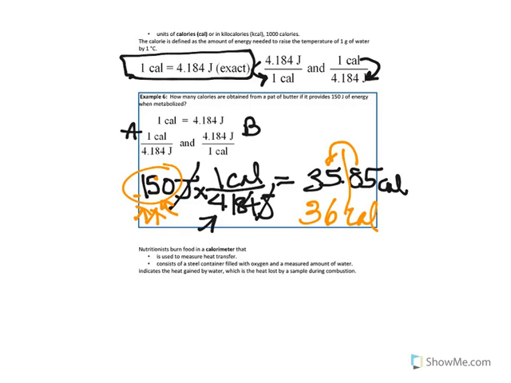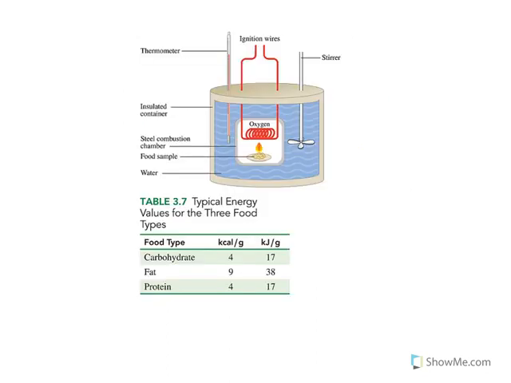Nutritionists burn food in something called a calorimeter. A calorimeter is used to measure amount of heat. It's a steel container filled with oxygen and a certain amount of water, and it measures the amount of heat gained by the water, which is the same as the amount of heat lost by the food. So here we have a picture of a calorimeter. You have an insulated container with a steel combustion chamber. Inside the steel combustion chamber, you have a sample of food. This is burned in pure oxygen. It's lit using this pair of ignition wires here. A spark lights up the food.